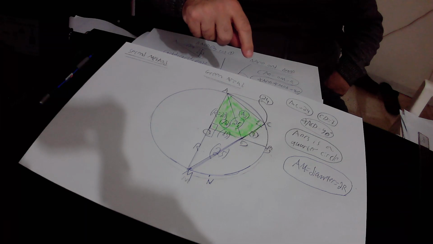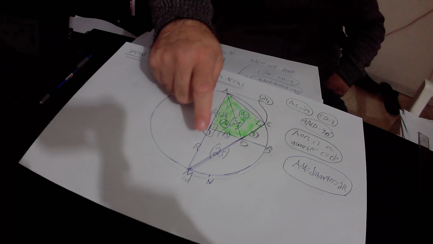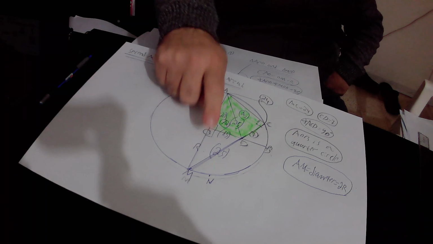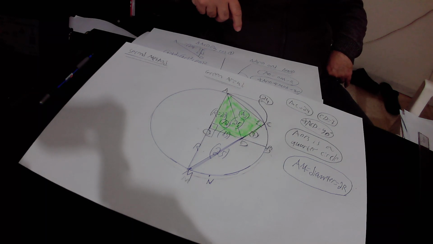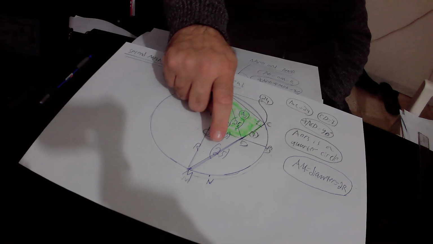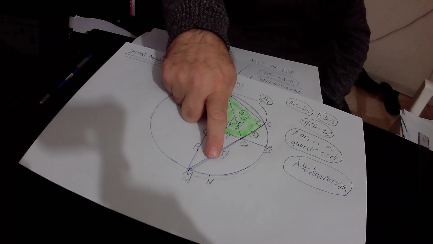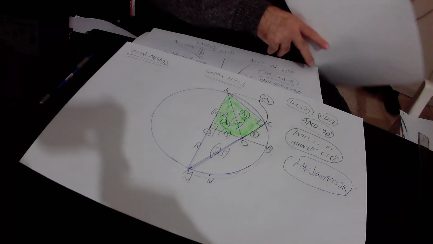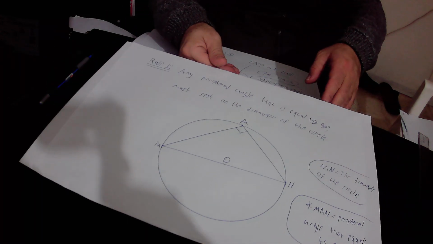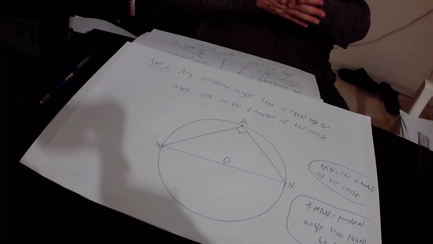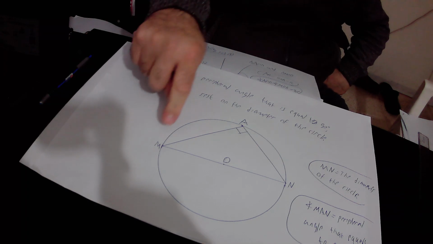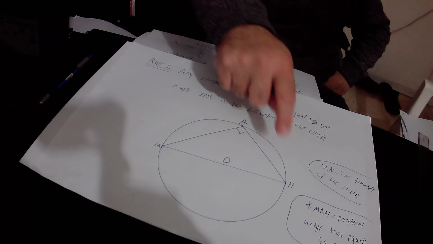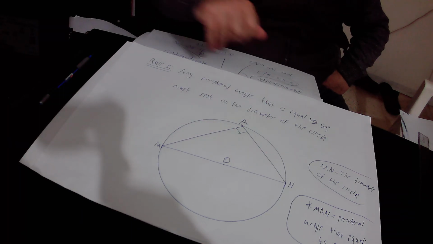We assumed that the extended side CD will not touch the circle at point M, but at any other point, for example, point N. But it is impossible that the extended side CD will touch the circle at point N, because then we will have a contradiction to rule number 5. According to rule number 5, any peripheral angle that is equal to 90 degrees must rest on the diameter of the circle. This is peripheral angle MAN that is equal to 90 degrees, and therefore it rests on MN that is the diameter of the circle.